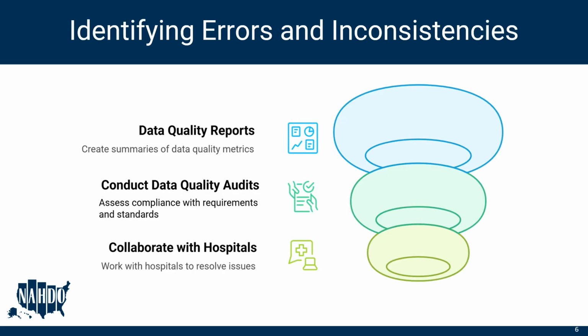Organizations responsible for state hospital data programs have well-defined processes for evaluating data quality and identifying errors and inconsistencies. These processes may involve data quality reports that are generated to summarize data quality metrics and highlight potential issues. Data quality audits assess the compliance of hospital data submissions with reporting requirements and data quality standards. Collaboration with hospitals to identify and resolve data quality issues may involve providing feedback, training, and technical assistance.